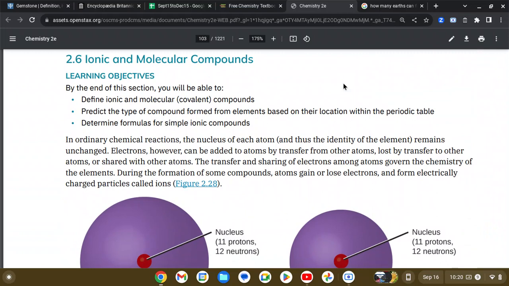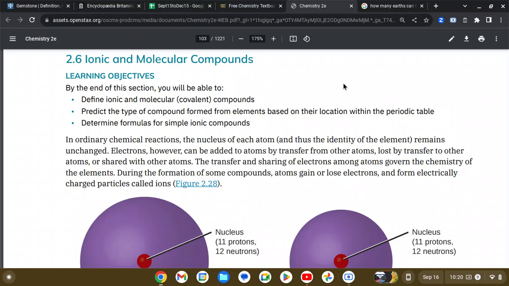2.6. Ionic and molecular compounds. Learning objectives. By the end of this section, you will be able to define ionic and molecular covalent compounds, predict the type of compounds formed from elements based on their location within the periodic table, and determine formulas for simple ionic compounds.